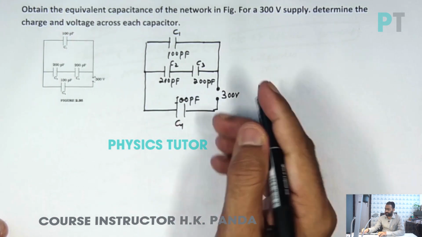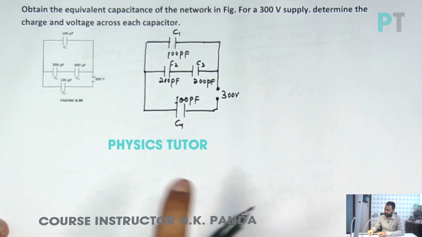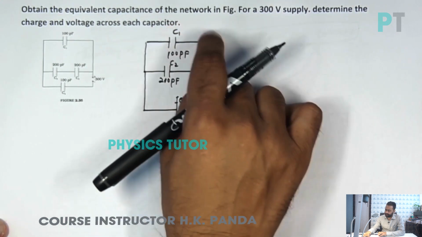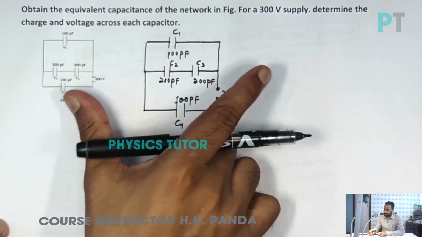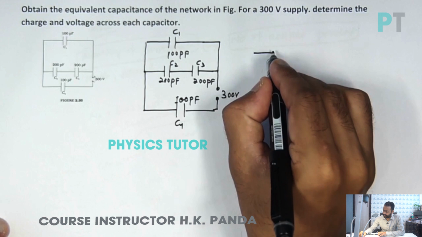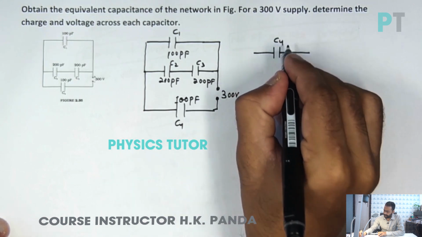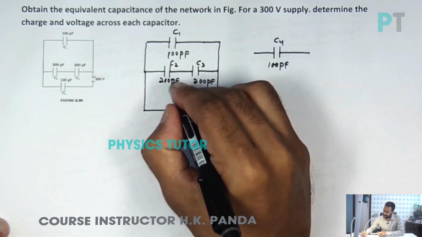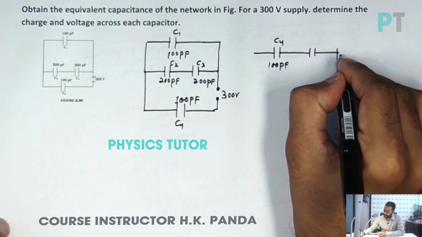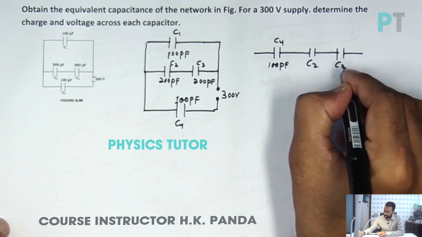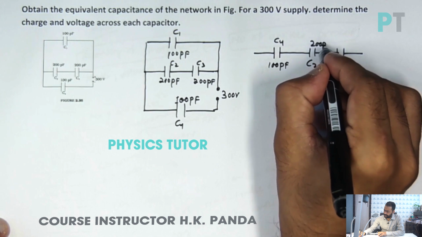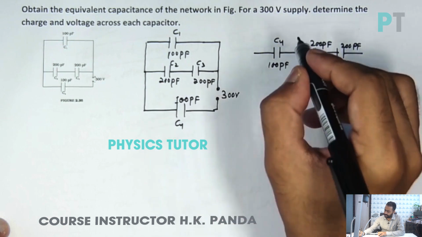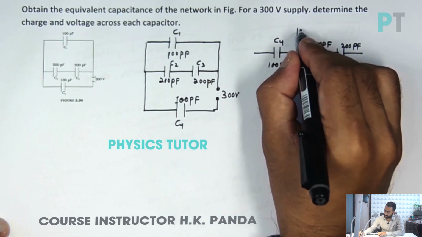So first of all, we'll find the equivalent capacity of this circuit. We can say that this capacitor is in series with this part of the circuit, so we can just split this circuit in this way. This is our C4, which is 100 picofarad, and this C2 and C3 are in series, each of them 200 picofarad. Now C2, C3 is connected with C1 in parallel, which is 100 picofarad.